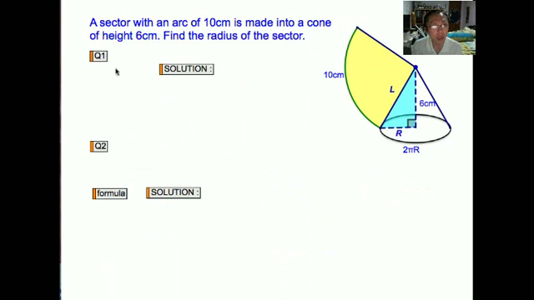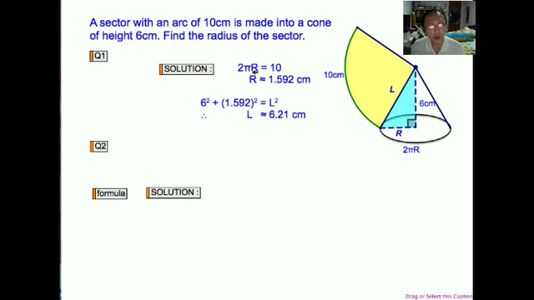We will now look at an example of 2 questions on sector and cone. In question 1, we have a sector given the arc length, which is made into a cone of height 6 cm. Now we know that in order to find the radius of the sector, which is L, we need the base radius. The base radius can be found from the base circumference, and the base circumference equals the arc length of the sector. Thus, we use 2 pi r equals the arc length of the sector to find the radius of the base. And using Pythagoras theorem, we can find the radius of the sector L.